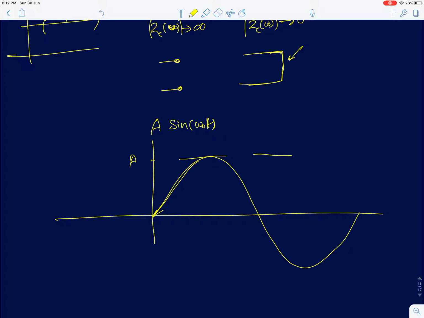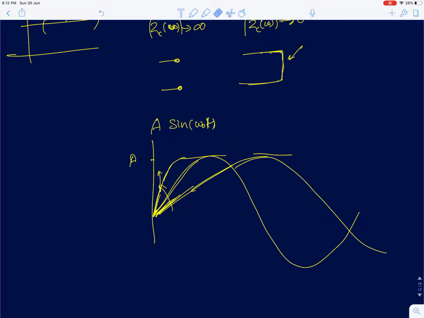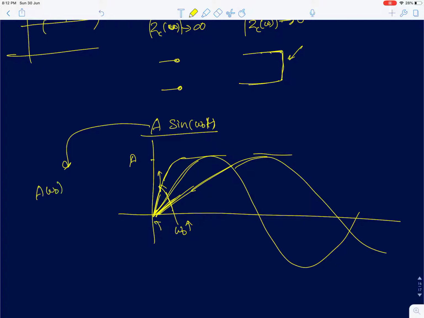Now I'll start changing my frequency. If I reduce my frequency, it will be a slowly varying sine wave. If I increase my frequency, the sine wave varies faster. Here ω₀ is increasing in this direction. As ω₀ increases, the slope at the origin also increases. I'll find the slope at the origin by differentiating this equation. You will get A ω₀ cos ω₀t.